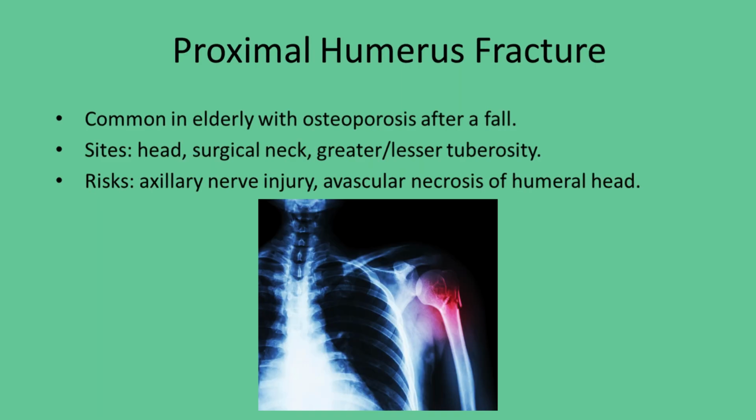Here, we have a proximal humerus fracture, which occurs near the shoulder joint in the upper arm bone. This type of fracture is quite common in elderly individuals, often happening after a fall, especially if they have osteoporosis. The image displays an X-ray showing a fracture in the proximal humerus. There are specific sites in this area where fractures can occur, and there are potential risks, such as nerve damage or blood supply issues to the bone. It's crucial to diagnose these fractures accurately to ensure the best possible treatment for the patient.